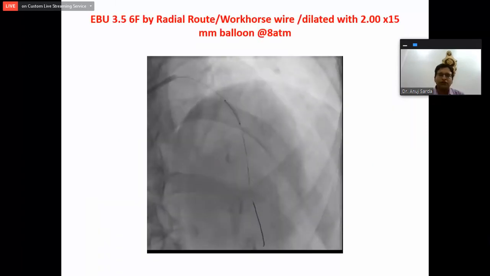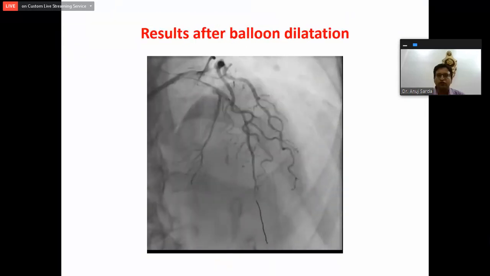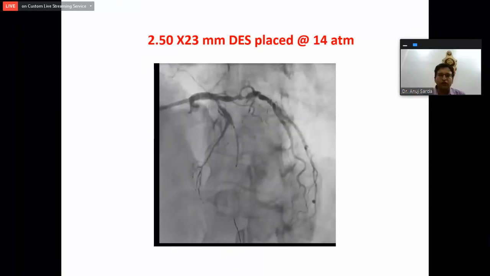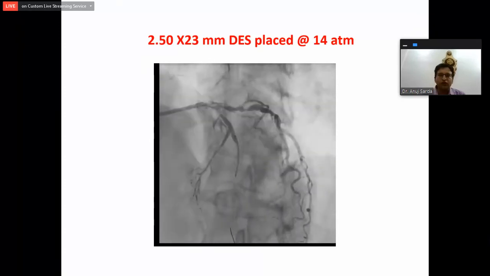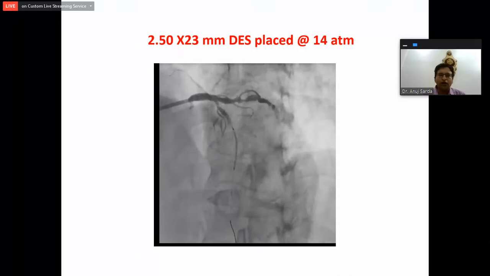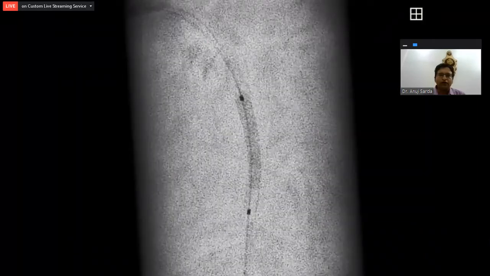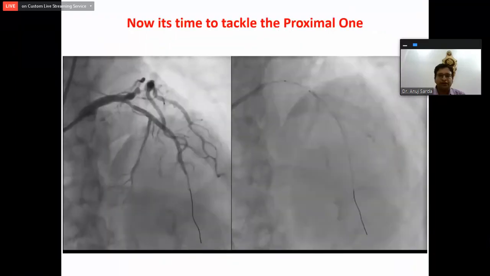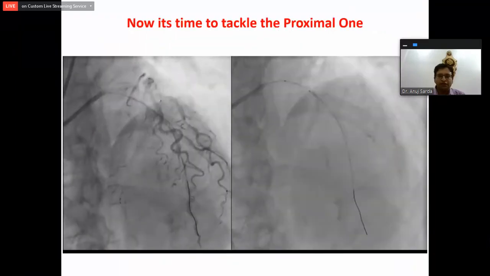In view of this, we went ahead with the extra backup guide via the radial route, with the workhorse wire, and dilated with a 2x15 balloon. Initially, I thought there was not much thrombus, and that turned out true for the mid part of the lesion. There was no evidence of much thrombus at the mid part. We put a 2.5 x 23 DES at 14 atmospheric pressure. This is the result with the stent. So till now, things were going according to our protocol.